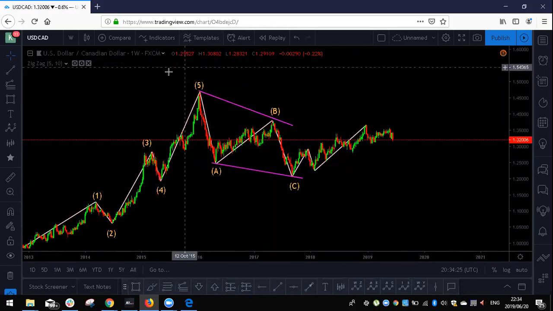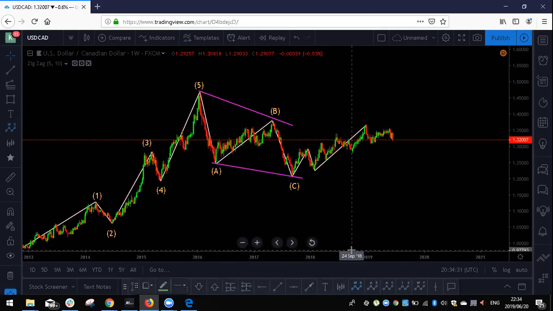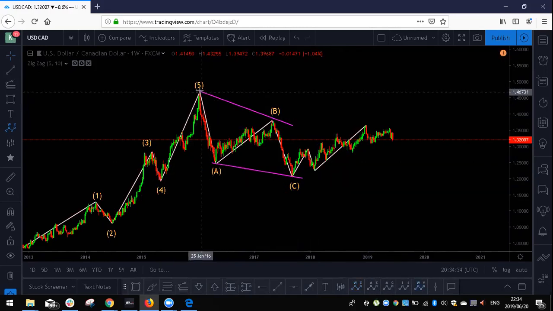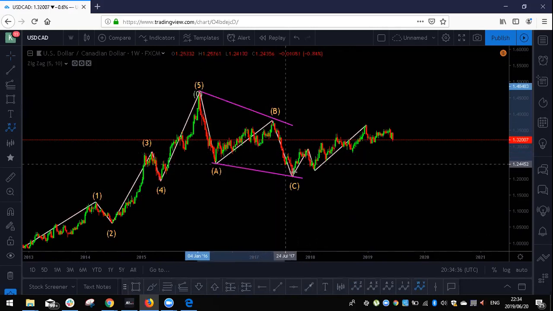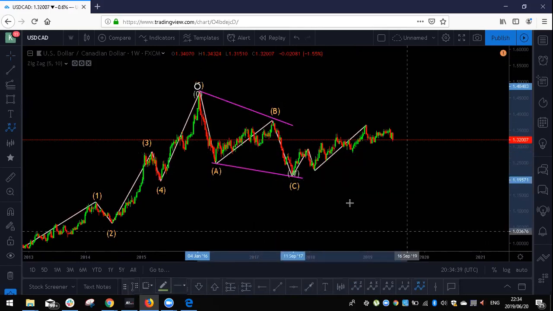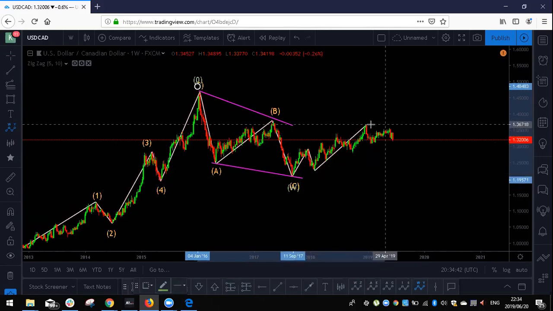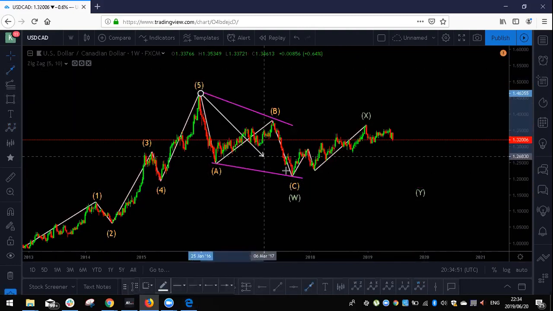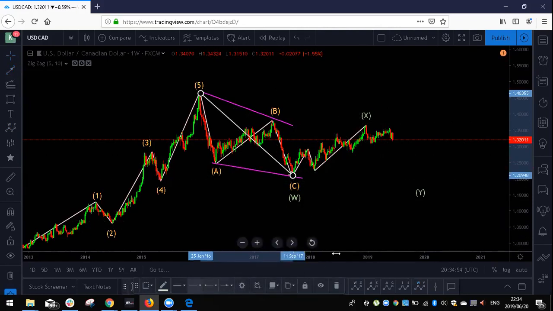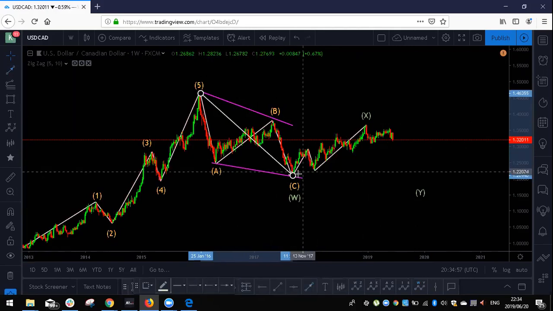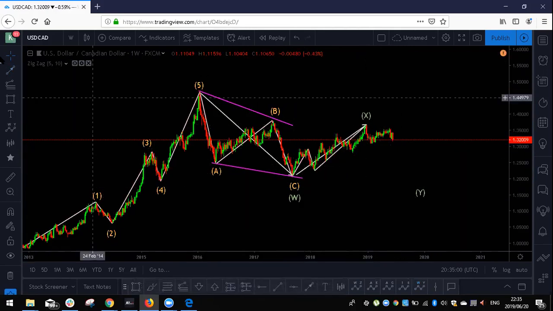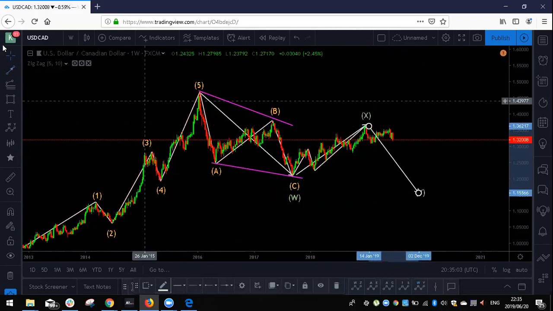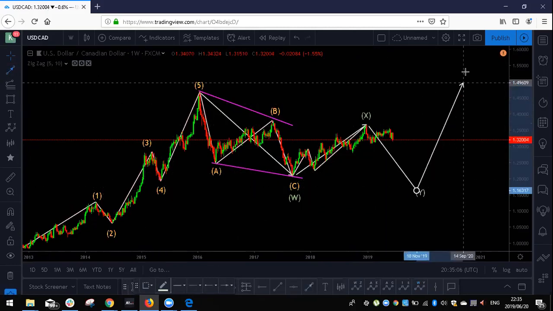So what I'm thinking is that we are getting a WXY move, because you can see from there we have a complete flat correction like this. I'm just going to call it W, and I think for now we're getting an X and a Y. So this whole thing is now a W, and now we have an X like this. I'm thinking we need a Y before we can go up.